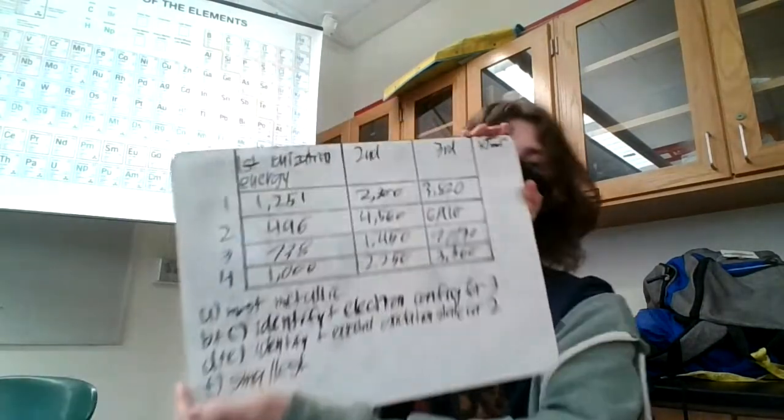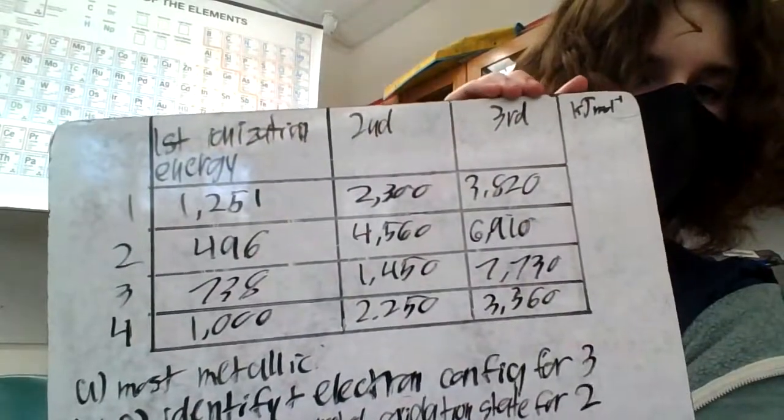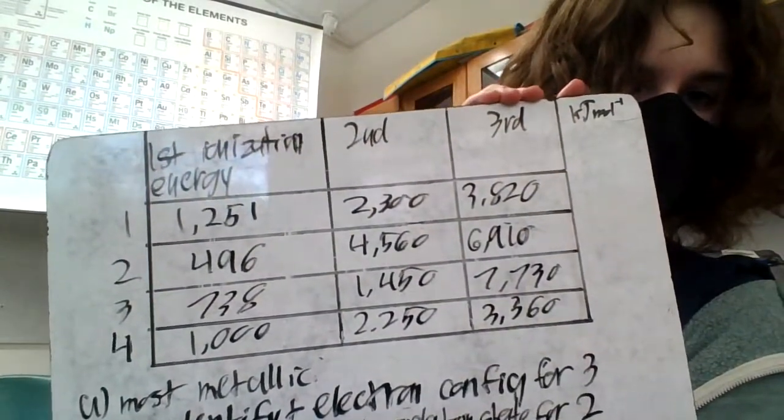Looking back at this again. Oh look, element 1 with that 1,251 kilojoules per mole. Yep. Pretty cool, right?